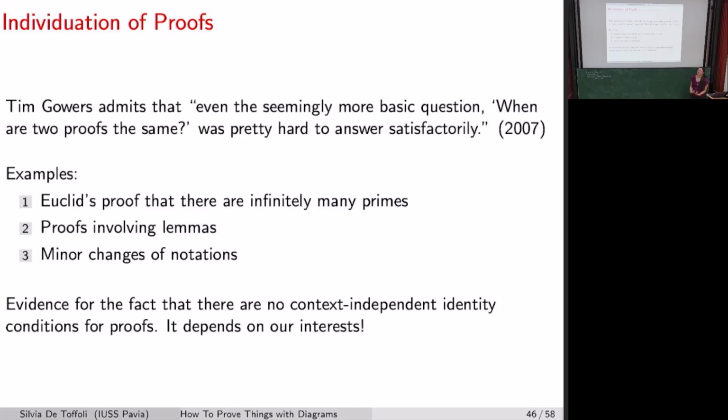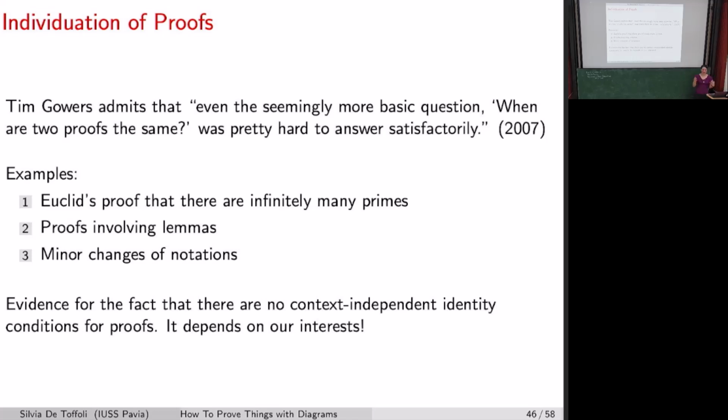So, as I said in the introduction, for the statement that a diagram is essential to a proof to be meaningful, we have to understand what a proof is. And to understand what a proof is, we need to say how proofs are individuated. In his blog, at some point, Gowers was thinking about explanatory proofs, and then he realized that even the basic question, when are two proofs the same, was pretty hard to answer satisfactorily.